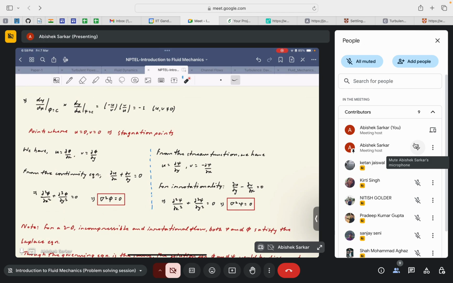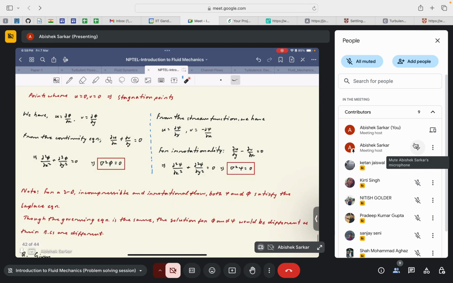Similarly, in the case of stream functions, u is ∂ψ/∂y and v is minus ∂ψ/∂x. Then for irrotationality, we have ∂v/∂x minus ∂u/∂y equal to 0. This is the basic relationship between these two components in terms of the angular velocity. If you substitute the values of u and v here, we get ∂²ψ/∂x² plus ∂²ψ/∂y² equal to 0, or basically ∇²ψ equal to 0, the Laplacian of ψ is equal to 0. So we see that both of these satisfy the Laplace equation.